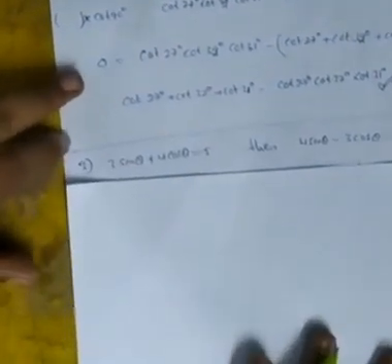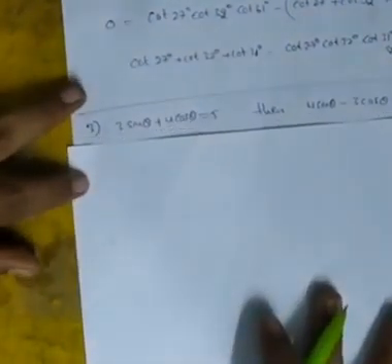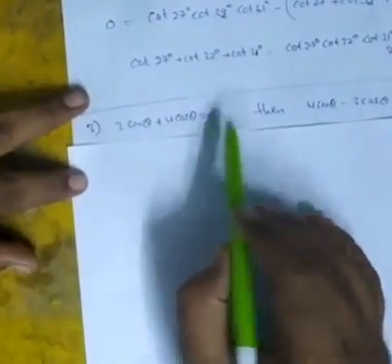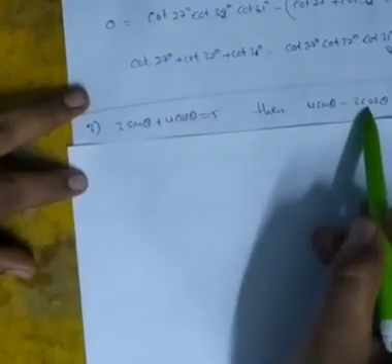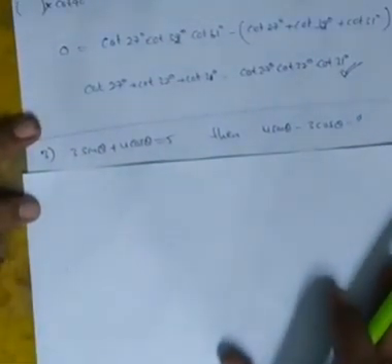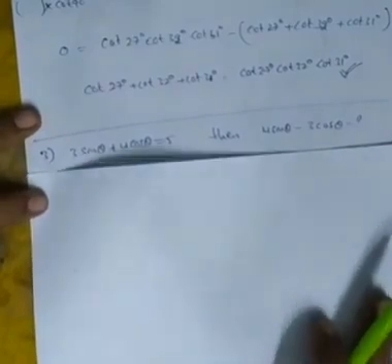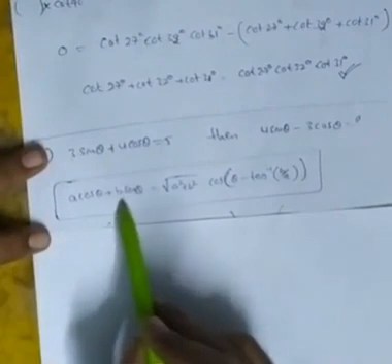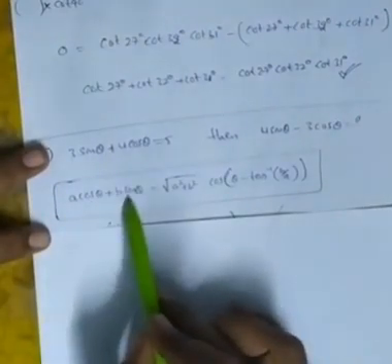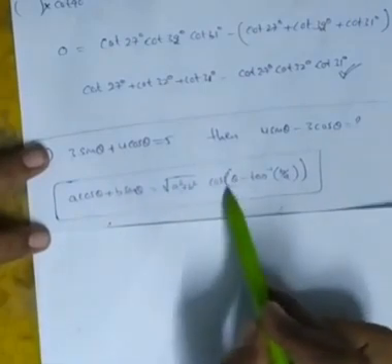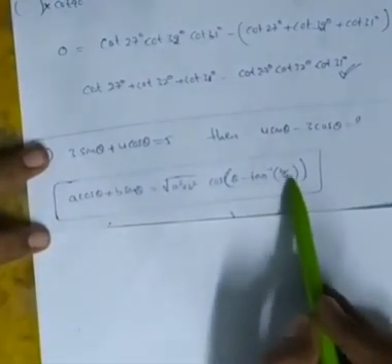Next, the third question is given like this: 3 sin theta plus 4 cos theta equals 5. Then 4 sin theta minus 3 cos theta equals how much? In order to solve this problem, we need to know a basic formula, that is a cos theta plus b sin theta. The formula goes like this: a cos theta plus b sin theta equals under root a square plus b square into cos of theta minus tan inverse of b by a.